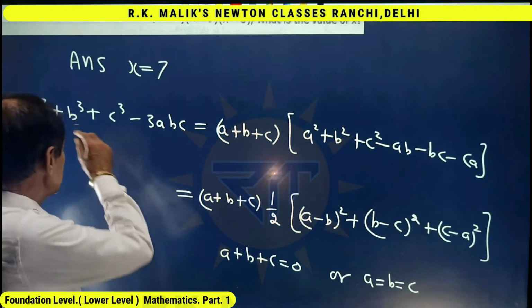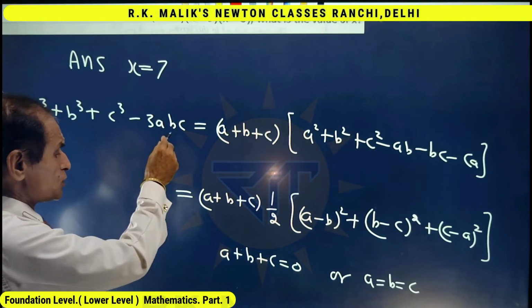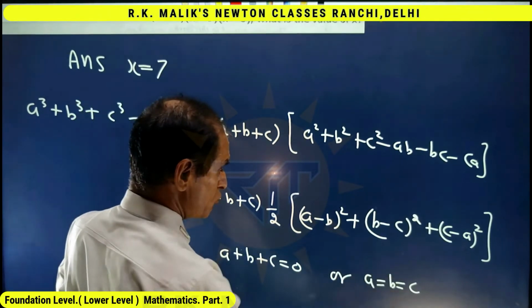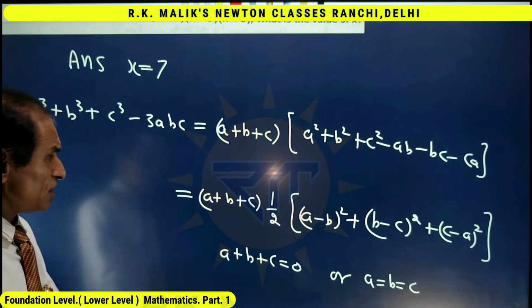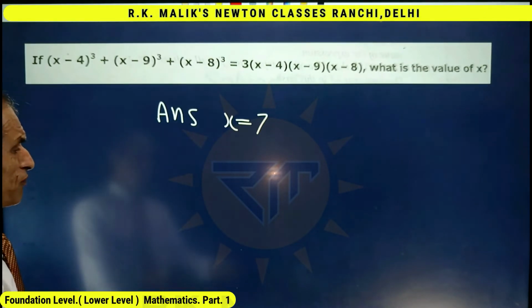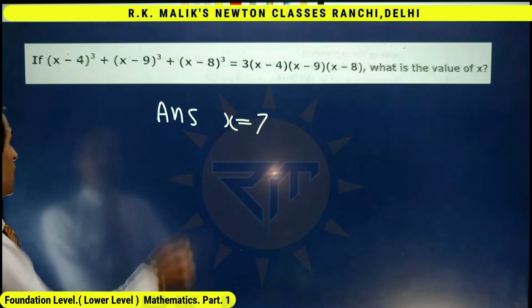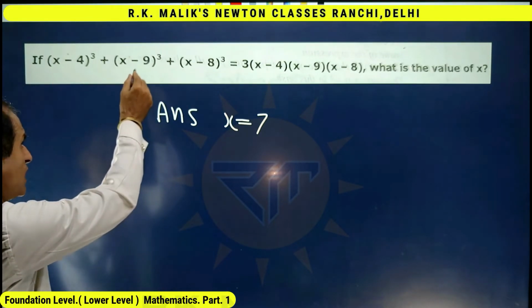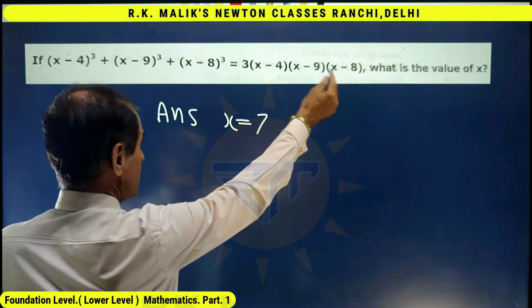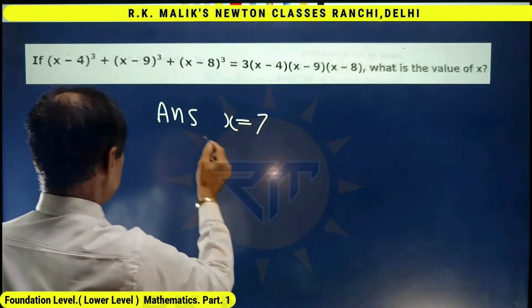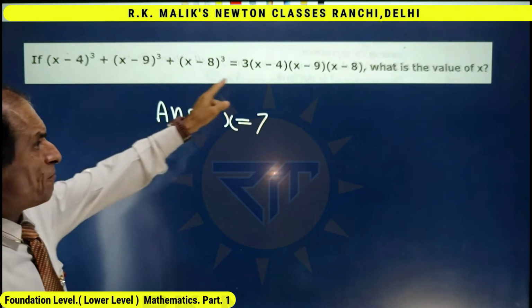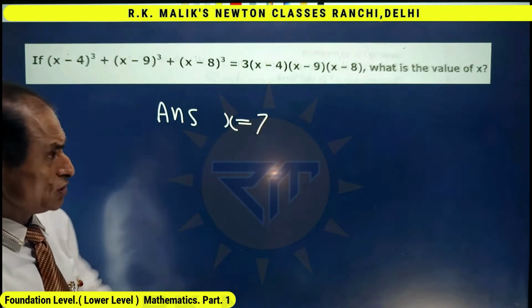That is, this equal to 0 is possible only when a plus b plus c is 0 or a equal to b equal to c. You must remember this result. And here it is clearly in the formula form which I have told you just now. If you suppose this as a, this as b, this as c, and this clearly becomes abc, hence it gets the form of a cube plus b cube plus c cube minus 3abc equal to 0.